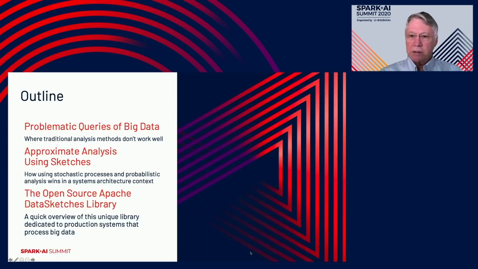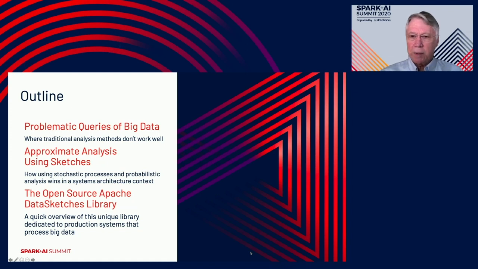The three major topic areas I'm going to discuss today. The first is problematic queries of big data, and these are kinds of queries that are very common, but yet traditional analysis methods don't work very well.